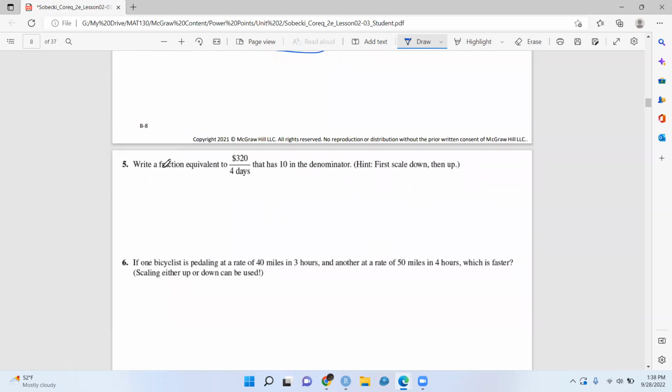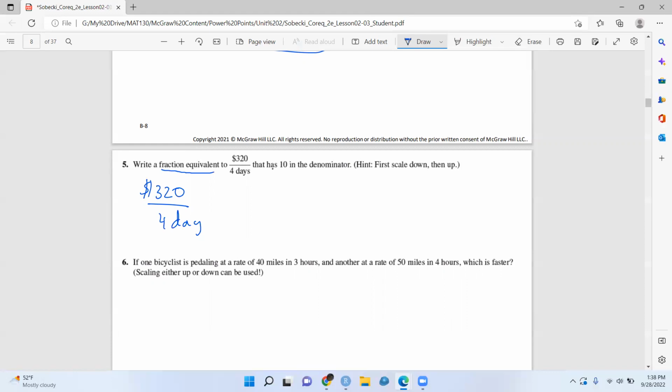So number 5, here we want an equivalent fraction to $320 made in 4 days. But what we want to do is scale it up to get a denominator of 10. In other words, how much money would we make in 10 days?